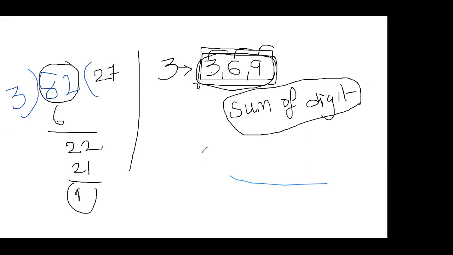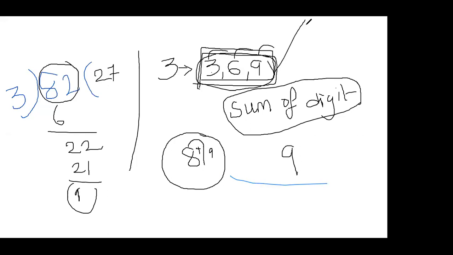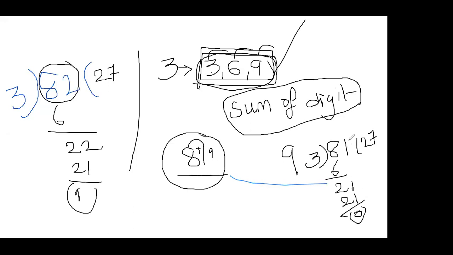For example, here the number is 81. Is 81 divisible in 3 table or not? How can you check that? Just add these 2 digits. 8 plus 1 is how much? 9. Now is 9 divisible in 3 table or not? Yes. So this number is divisible in 3 table. If you have doubt, check it. 81, here 3, 3 twos are 6, remainder is 2 and 1, 3 sevens are 21. So here remainder is 0. This 81 is divisible in 3 table.